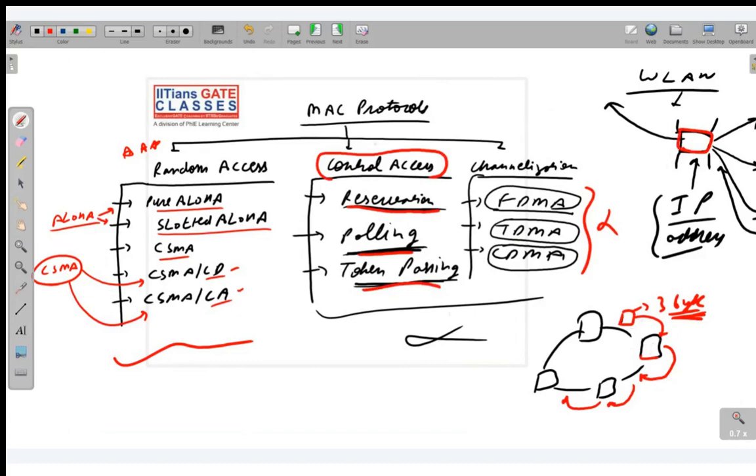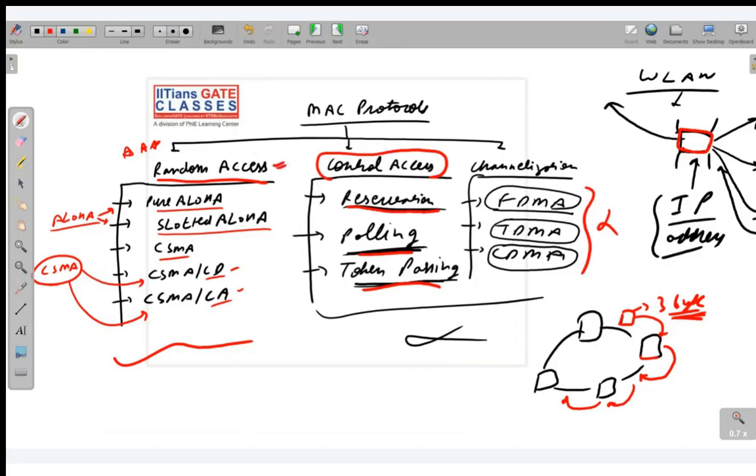Random access, as the name suggests, is completely random. That means no station is superior to another, no station is inferior to another. There is no boss and employee relationship, where a boss instructs everybody. There is nothing like that. Everybody is a colleague, everybody is a peer, with the same standards. So, in random access, no station allows or stops any other station to send data. That is the basic meaning of random access.